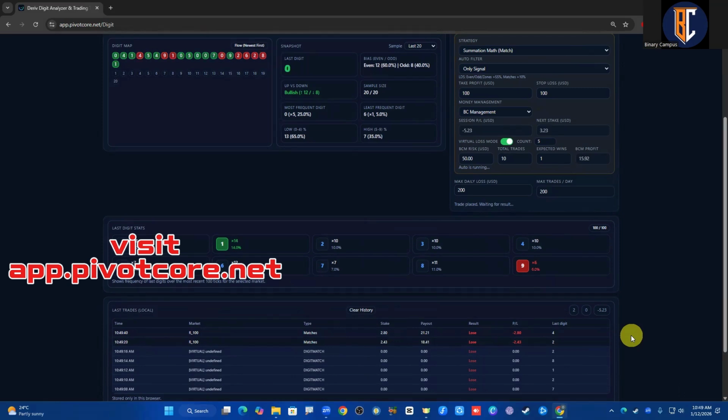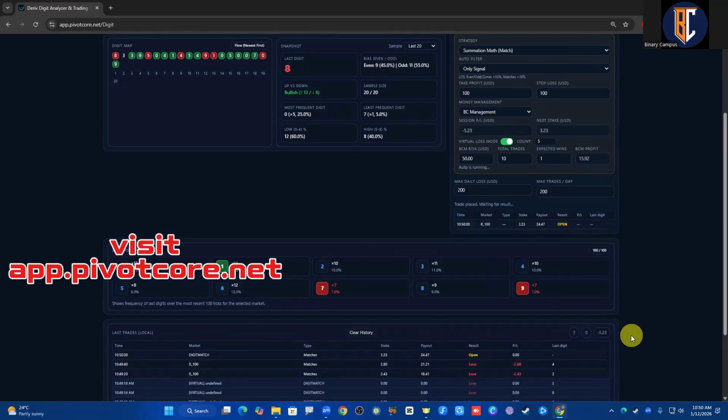Imagine the bot is analyzing the market ticks in real time. Instead of placing a trade on every tick, the bot waits. It is looking for a specific pattern of failure. For example, we can tell the bot, wait until you see 4 virtual losses in a row. This means the bot simulates the trade internally.